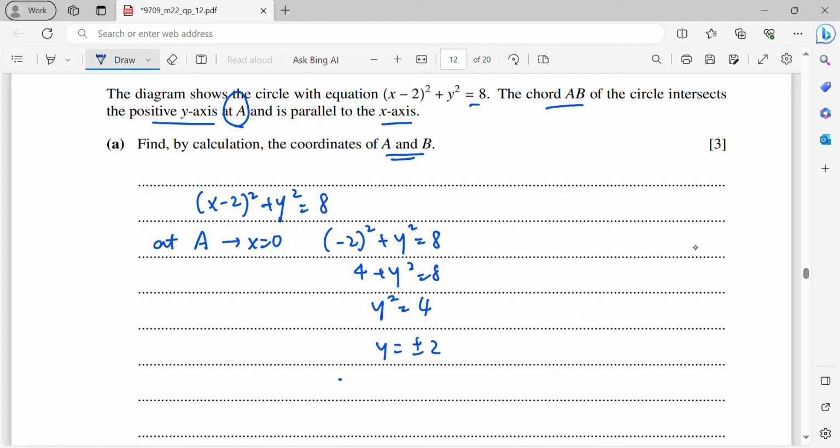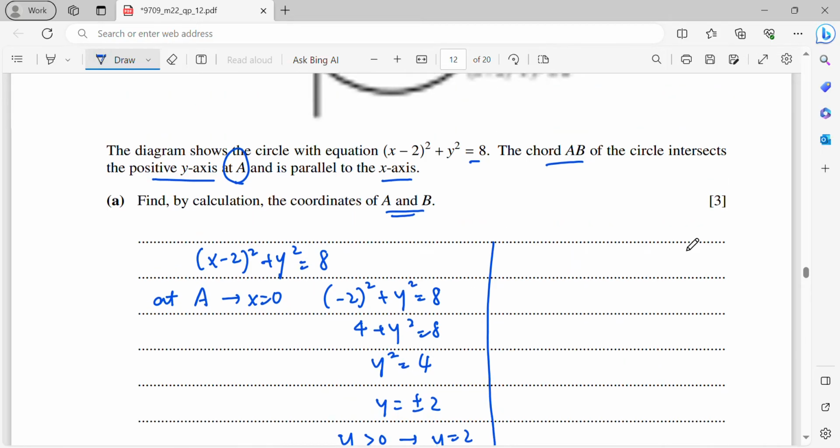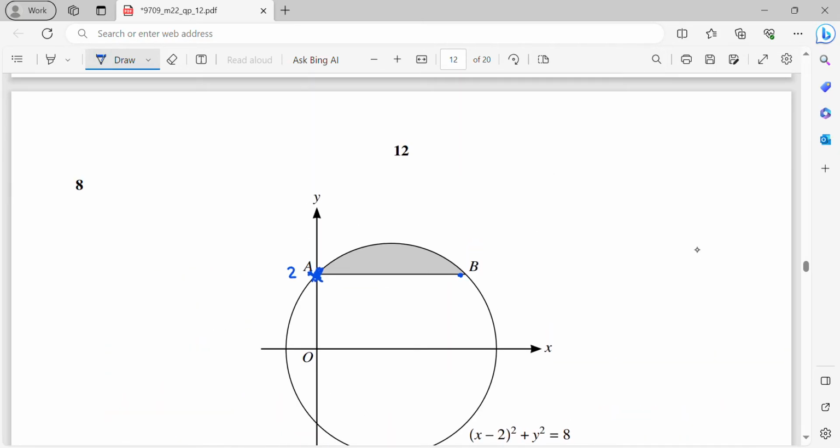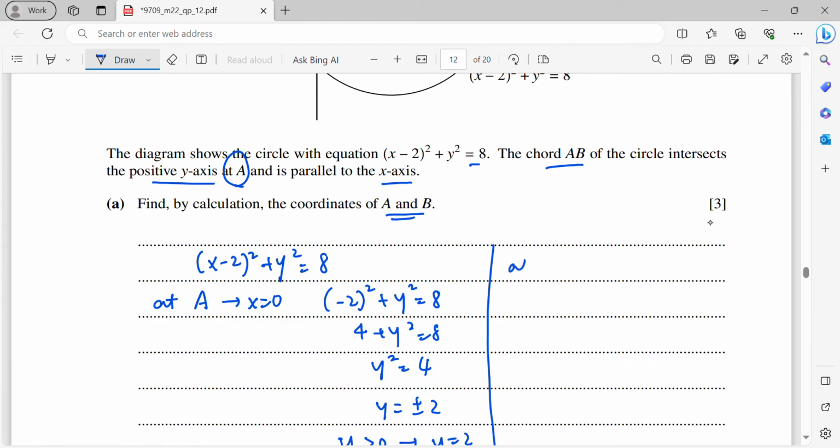So therefore, now I will write this. Therefore, your y is 2. So I have found A with coordinates (0, 2). Now if A has coordinates (0, 2), that means the y is 2, which means at point B, the y is also 2. So now at B, the y is 2.